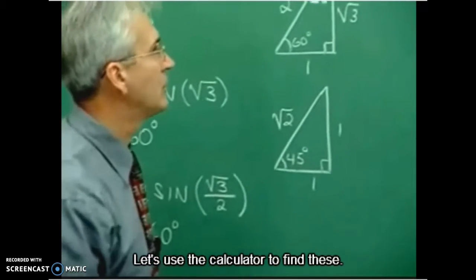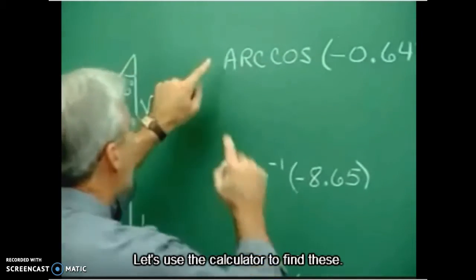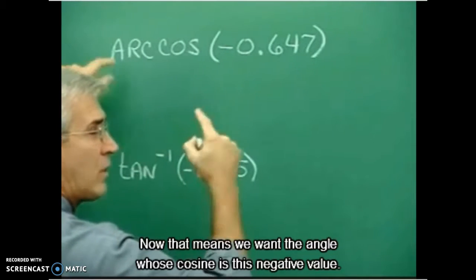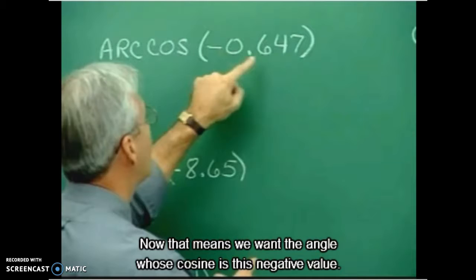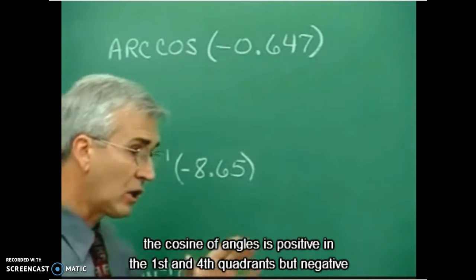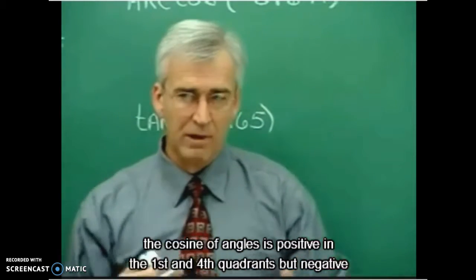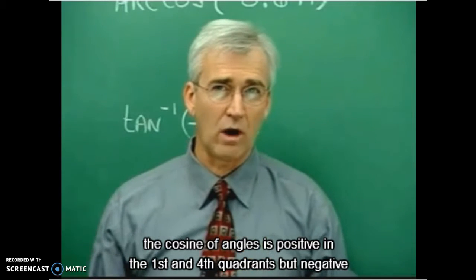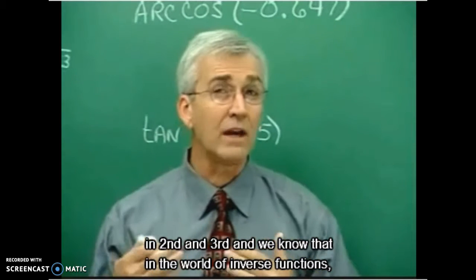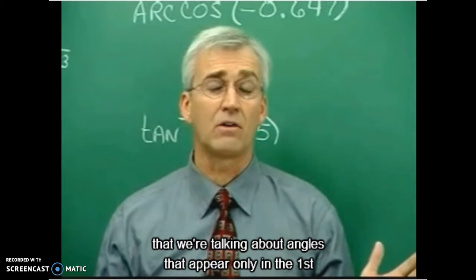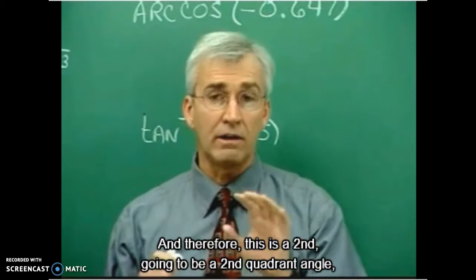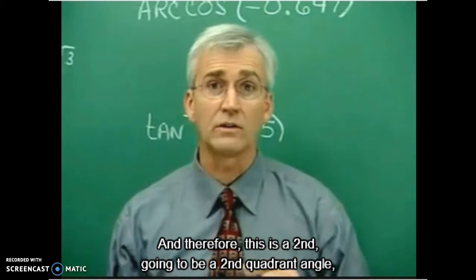Let's use the calculator to find these. Arc cosine of negative 0.647. That means we want the angle whose cosine is this negative value. We know that the cosine of angles is positive in the first and fourth quadrants, but negative in the second and third. And in the world of inverse functions, we're talking about angles that appear only in the first and second quadrant for the inverse cosine. Therefore this is going to be a second quadrant angle.